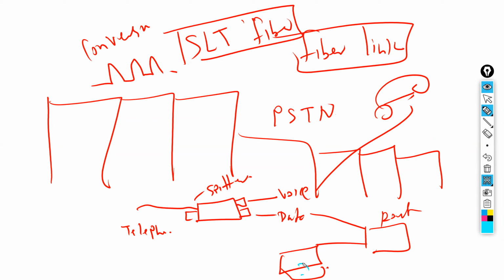So now what the computer does, the computer gives the digital signal, and the router also understands the digital signal. But from here, Baba, the data comes here, then the splitter can convert this data signal to analog signal.